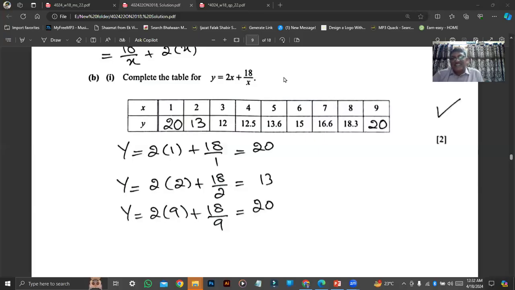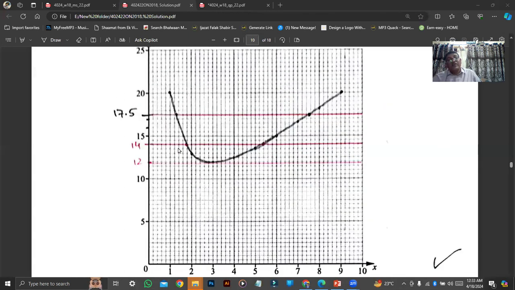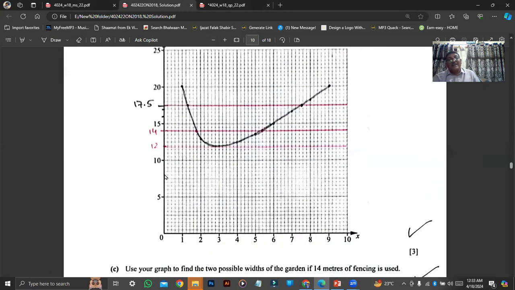I'm sorry for the disconnection. This happens frequently here. So I was on this B second part, so I will have to plot these points on that given grid. 1, 20; 2, 13; 3, 12; 4, 12.5; 5, 13.6; 6, 15; 7, 16.6; 8, 18.3; and 9, 20. So I will plot these points on this grid. You can see I plotted these points here, and then I have joined them with a smooth curve, and you can see I will get this as kind of a Nike sign. And this is how this is done. Okay, so hopefully you understand.